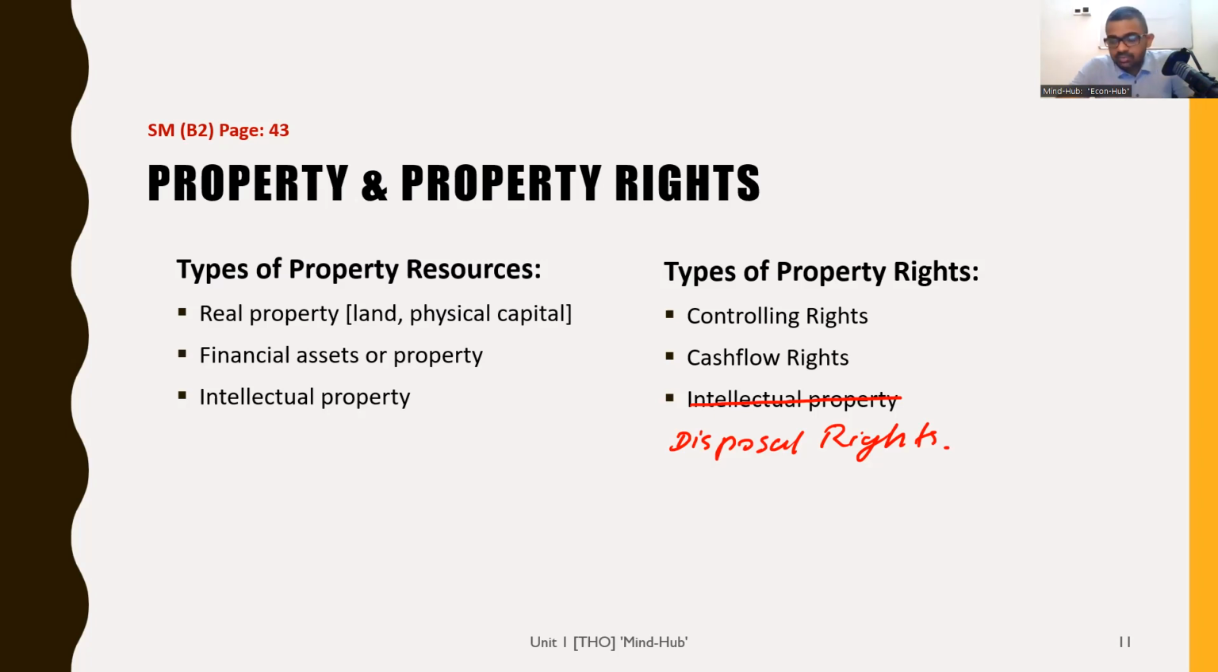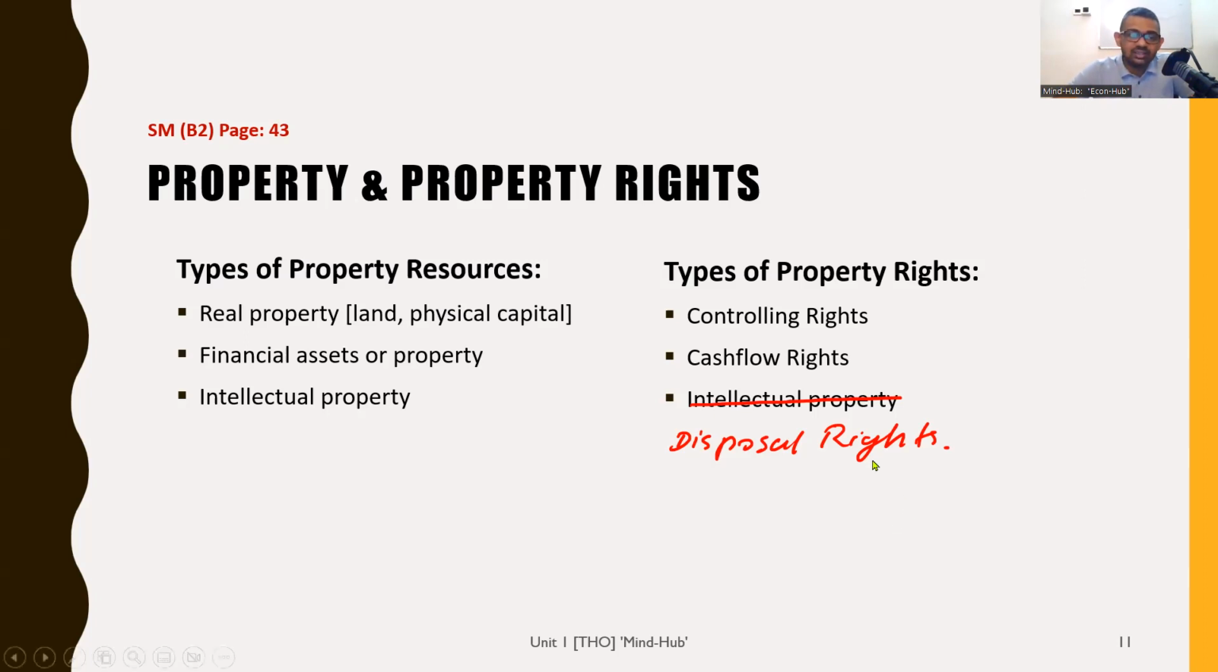If you are the absolute owner of the property, you get the full rights. Why did we talk about this? In a capitalist system, the private sector for land and capital has the full set of rights, meaning controlling cash flow and disposal. In a socialist or communist system, the public sector or the government has the full set of rights for land and property, controlling cash flow and disposal. That's the meaning of the term property rights. There are three types of rights, and you get them at different levels. If you want all three rights, you have to be the absolute owner of that property.